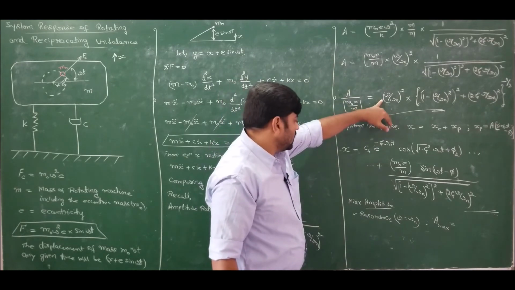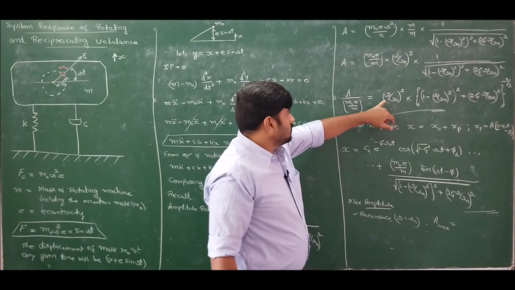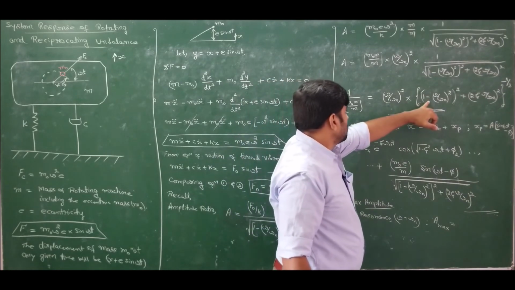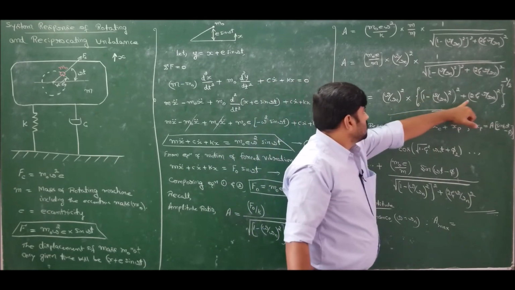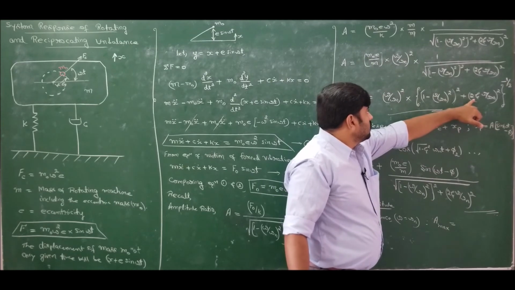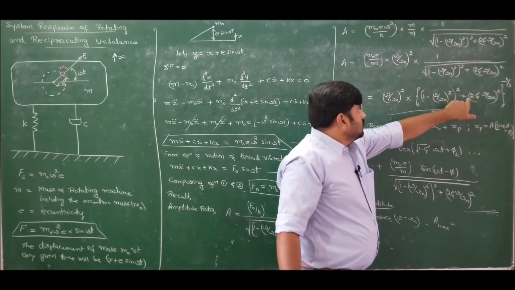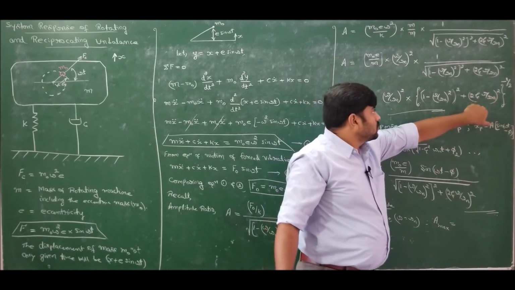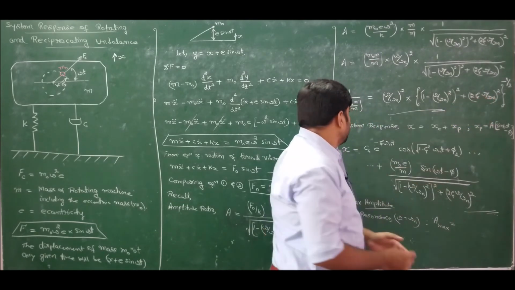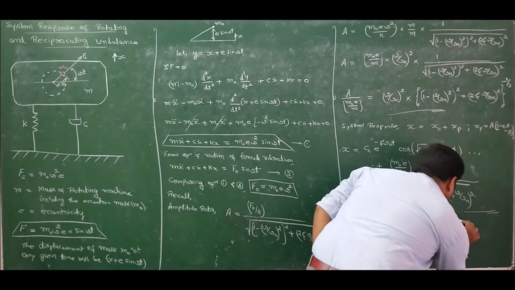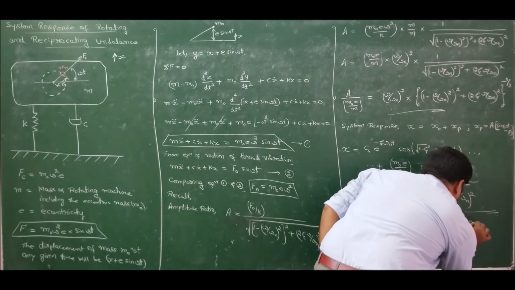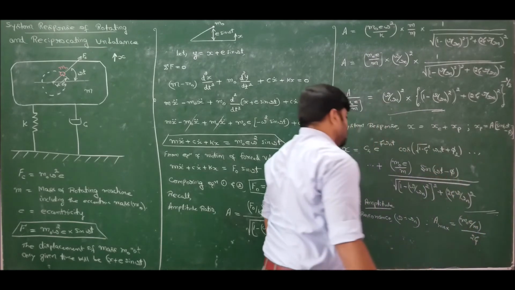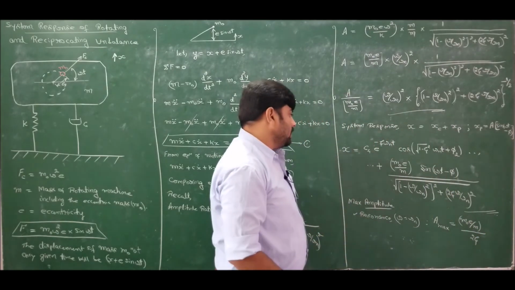A max will be what? Put omega by omega n as 1, so 1 minus 1 will become 0, and 2 zeta into 1 is 2 zeta, that is 1 divided by square root of 2 zeta whole square. So square and square root will get cancelled. I am left with A max as m0 E by m divided by 2 zeta, correct? m0 E by m divided by 2 zeta.